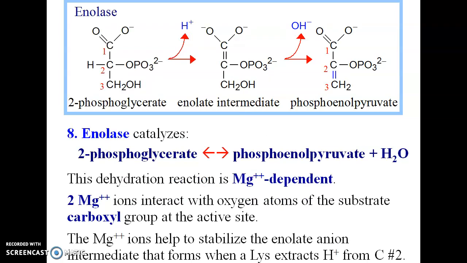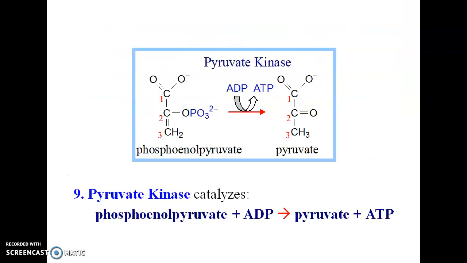When we see the next step, the enolase catalysis process, 2-phosphoglycerate will be converted into phosphoenol pyruvate, that is, the removal of hydrogen, and then they will form the enolate intermediate. This enolate intermediate will release the hydroxyl group from the carbon atom, and they will form phosphoenol pyruvate. This dehydration reaction is magnesium dependent, in that 2 magnesium ions are utilized, and they will form 1 mole of water molecule.